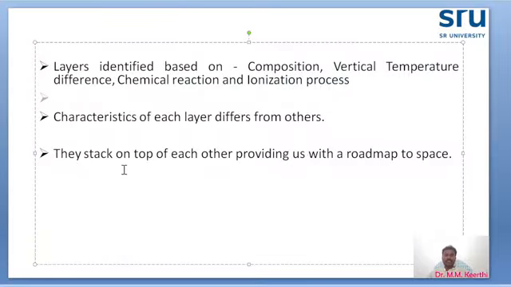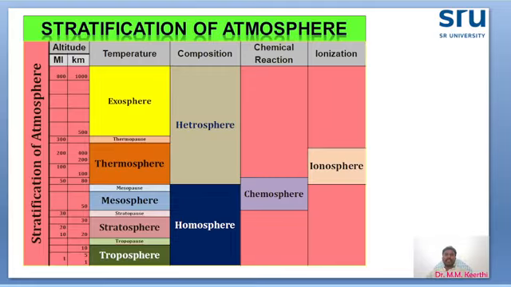Because of the atmosphere, it acts as a road map up to space. What are the different layers or stratification of the atmosphere? Based on the vertical temperature, we divide the layers: troposphere, stratosphere, mesosphere, thermosphere, and exosphere. The lowest sphere is the troposphere. The second is the stratosphere. The third is the mesosphere. The fourth is the thermosphere. And the fifth is the exosphere.